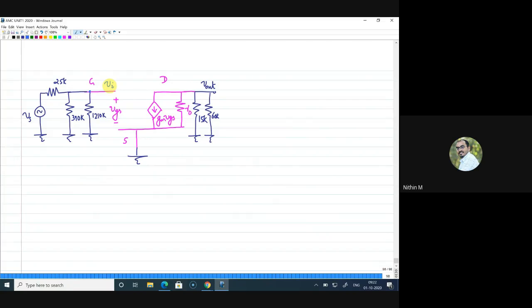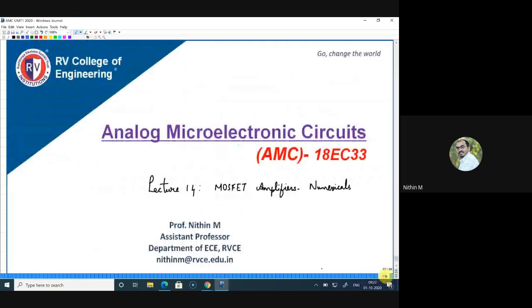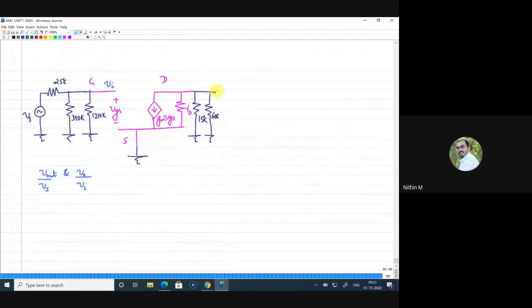Now what we have to do is find the mid frequency gain. What are the quantities given? We have to calculate both Vo by Vs and Vo by Vi, right? So Vo is nothing but V out here. You can use one notation throughout, either Vo or V out. I will consider it as V out only. Yes, so this is V out. Now you can see that V out is the output, but at the input side there are two voltages marked. One is Vi and another one is Vs.